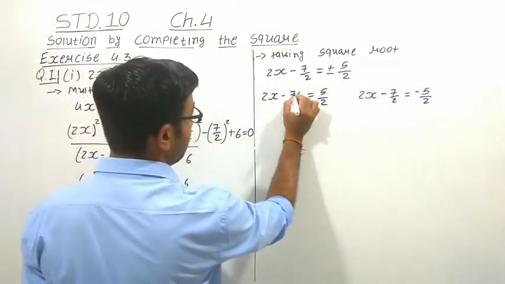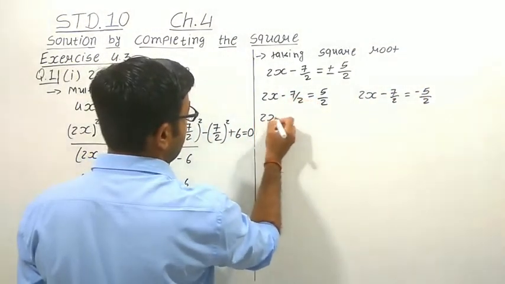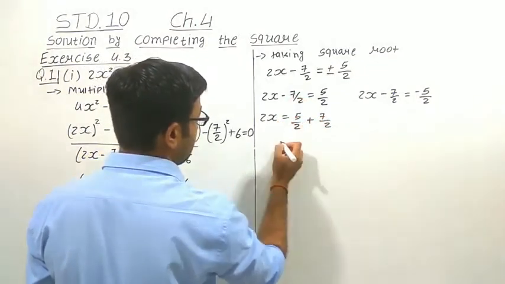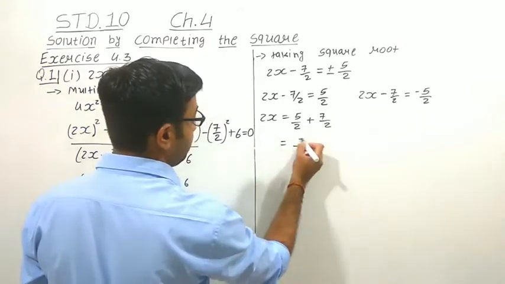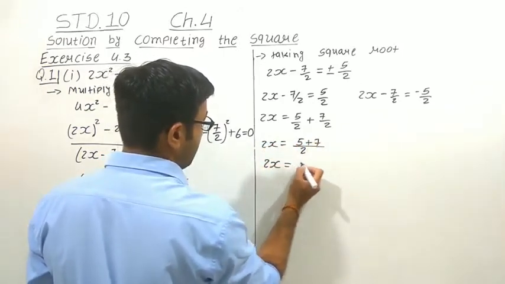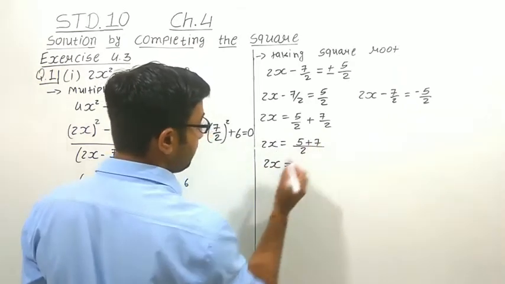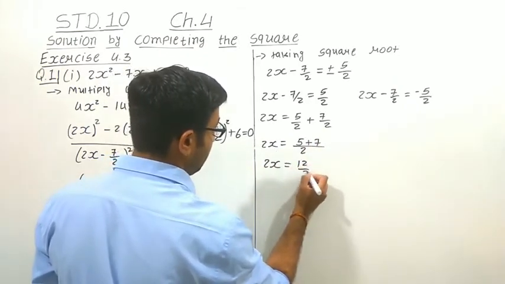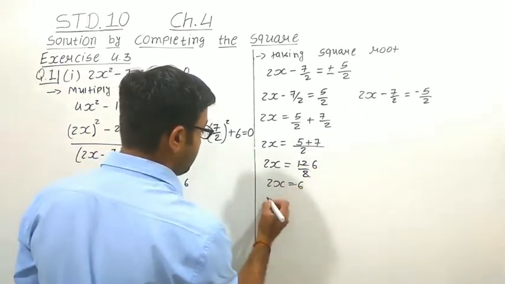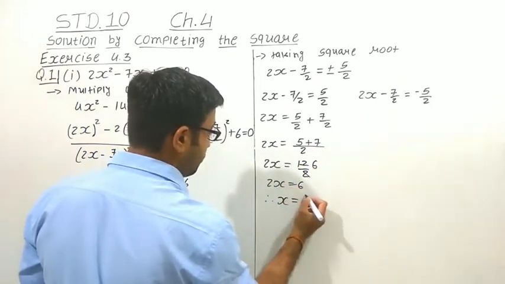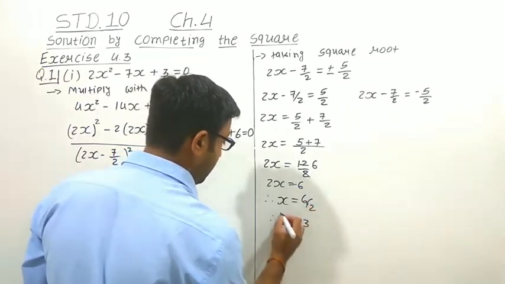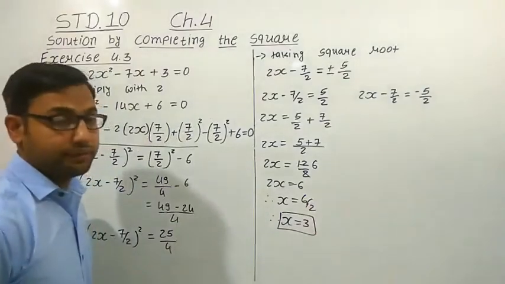Now take this 7 by 2 to the right hand side. So we get 2x is equal to 5 by 2 plus 7 by 2. Now 2 is the LCM, 5 plus 7. So we get 2x is equal to 12 upon 2. Here we can cut it to 6. So we get 2x is equal to 6. Again, take this 2 to the right hand side, we get 6 by 2, and therefore we get the value of x is equal to 3.